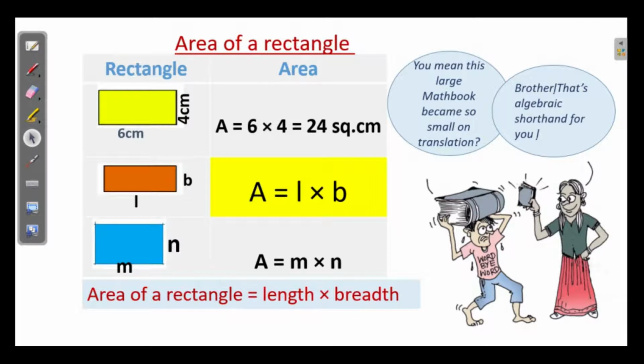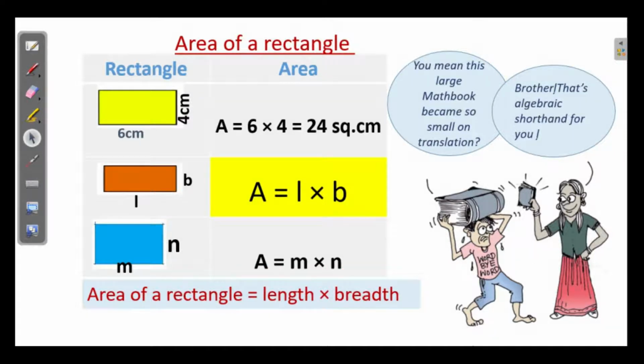Yes, algebra is just like a shorthand in mathematics. See, area of a rectangle is, we know that it is 6 into 4, 24 square centimeter here. And in general, we can say that if the length is L and the breadth is B, area of a rectangle is length into breadth. We can write it in short as A is equal to L into B. And if it is M and N, A is equal to M into N.